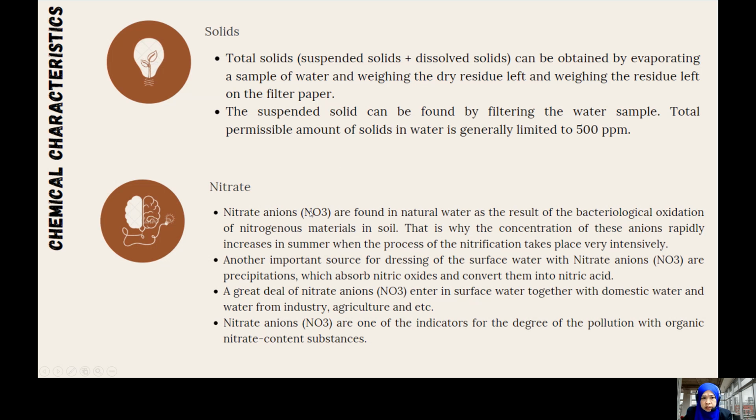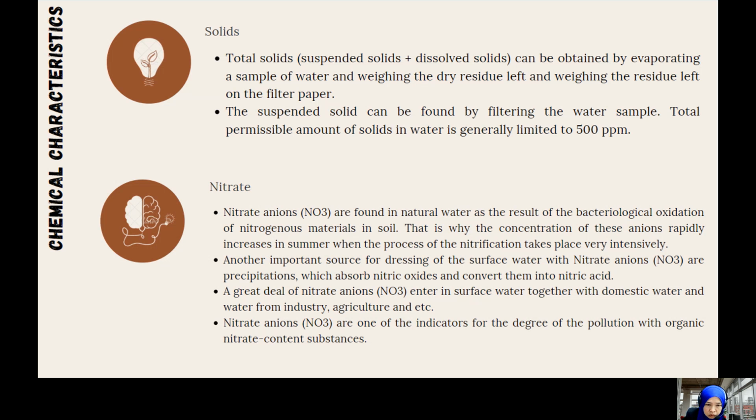For nitrate, nitrate ions are found in natural water as a result of the biological oxidation of nitrogenous material in the soil. That is why the concentration of this ion rapidly increases in the summer, when the process of nitrification takes place very intensively.